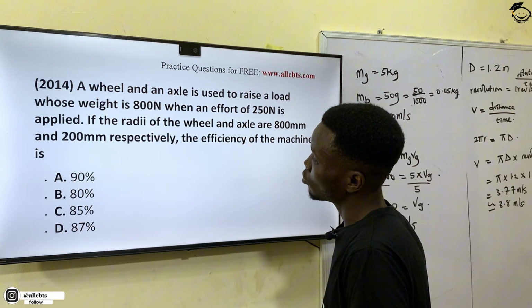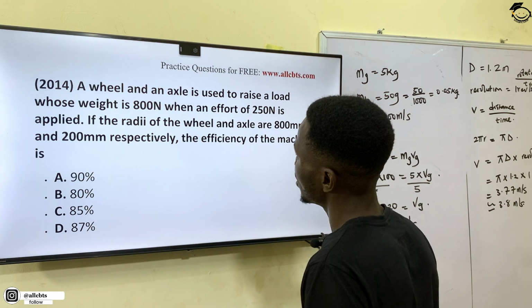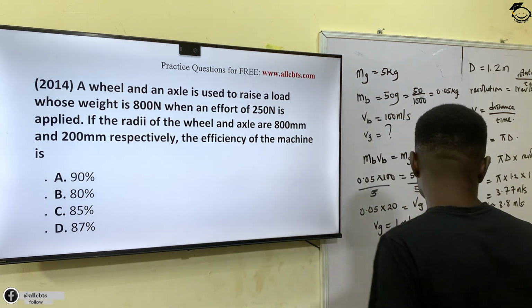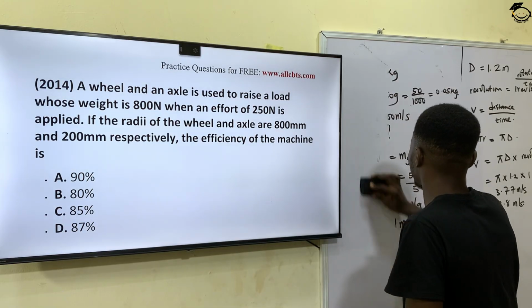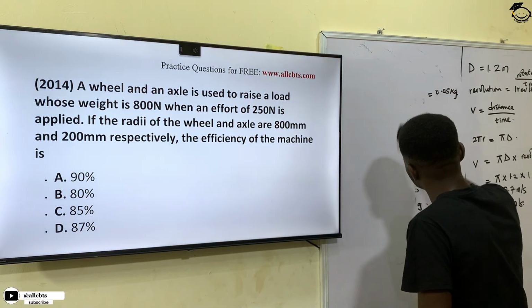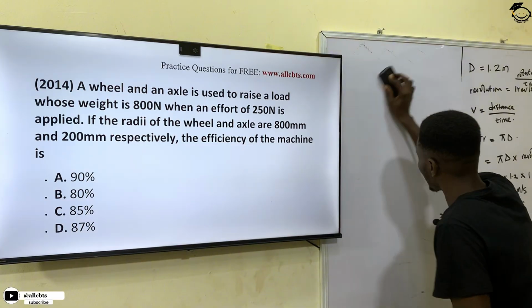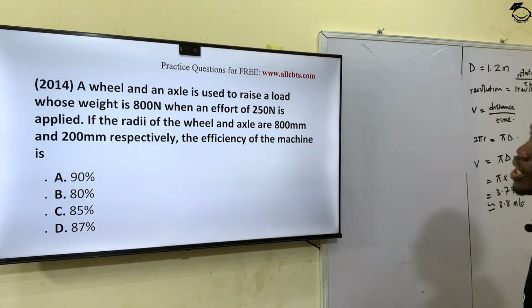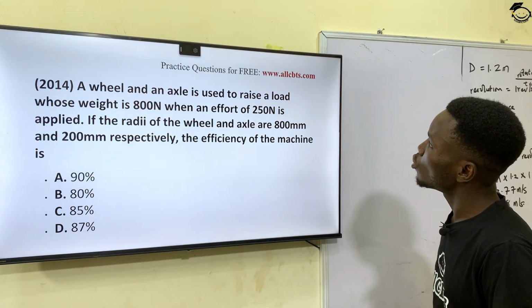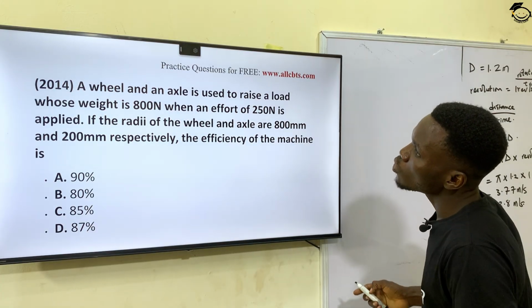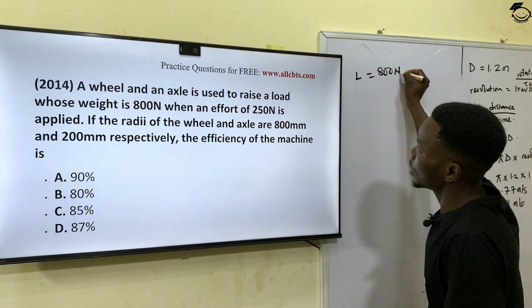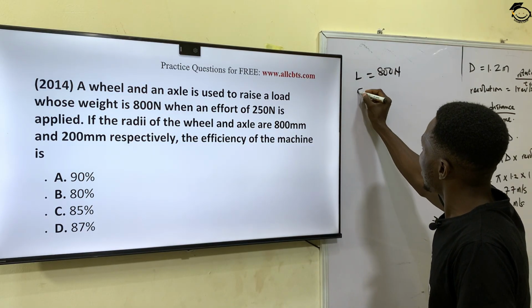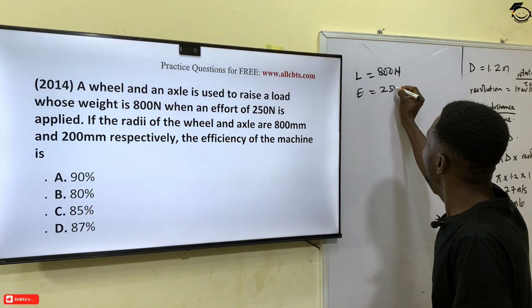This was adapted from 2014. It says a wheel and an axle. So here we're talking about wheel and axle, and that is on machines. It says a wheel and an axle is used to raise a load whose weight is, so the load is 800 Newton. When an effort, so the effort here is 250 Newton.